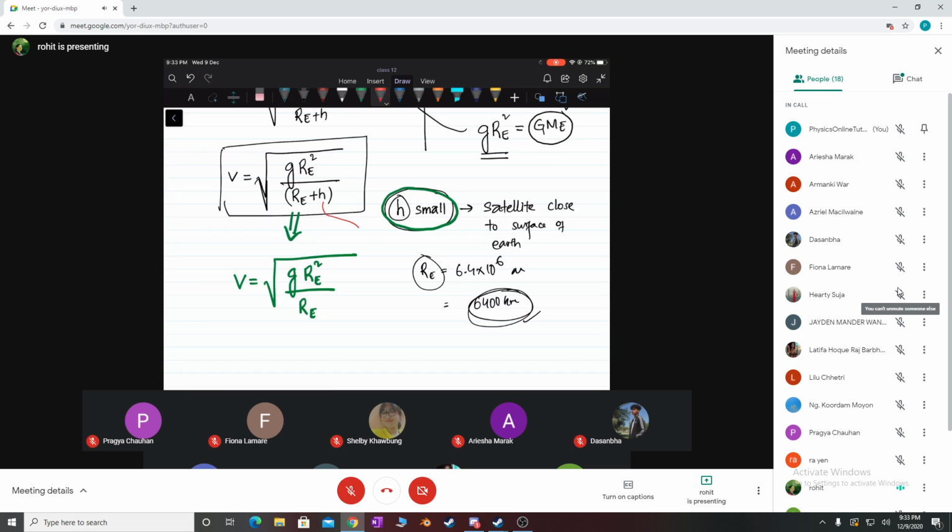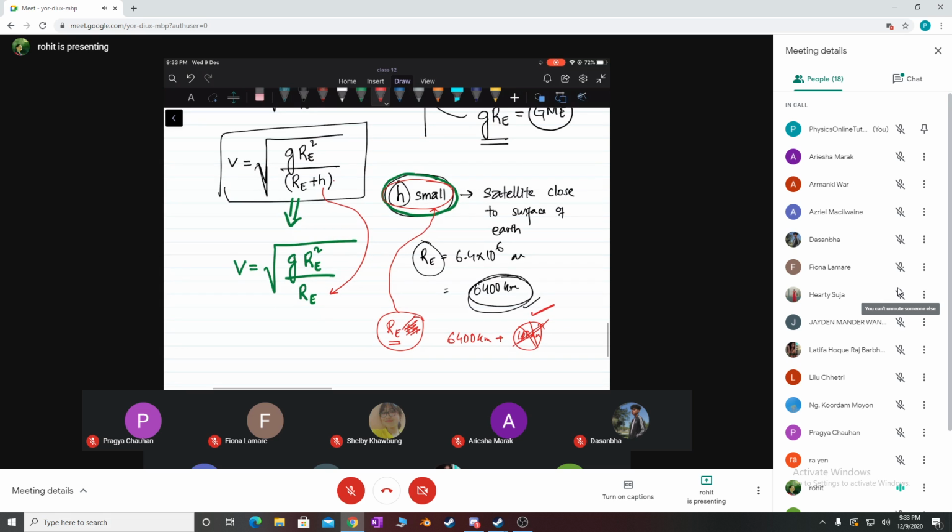See, why did I not write H? Because you are writing RE plus H, and I'm telling you that the satellite is very, very close. That means the H value is very, very small. H value is so small that I can neglect it and no need to add it with RE. It's like 6,400 kilometers plus only 10 kilometers, right? So you can neglect this 10 kilometers, okay? Let's say even 100 kilometers, you can just neglect that. Why? Because the height of the satellite is very small, no? So I've just removed H, okay?